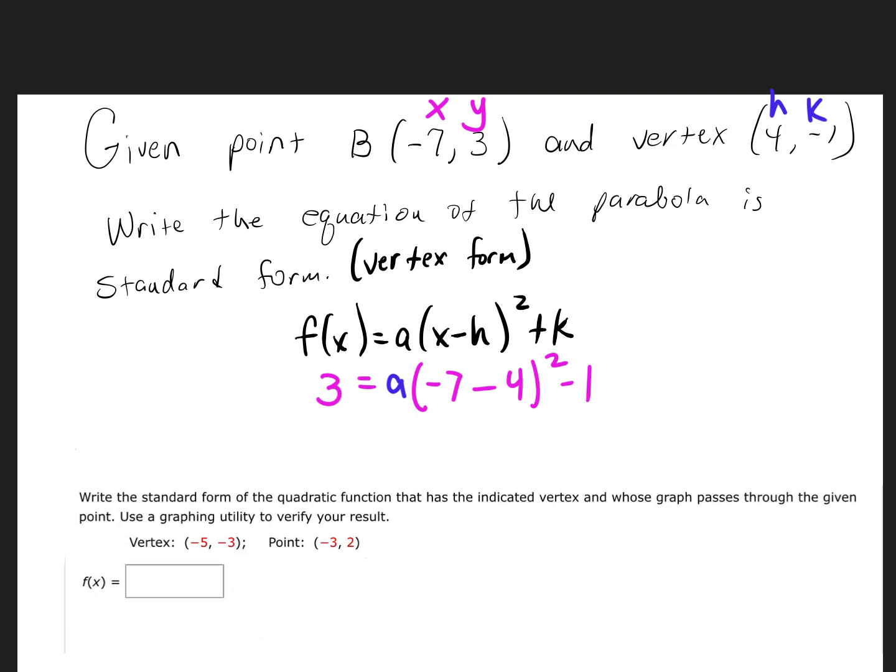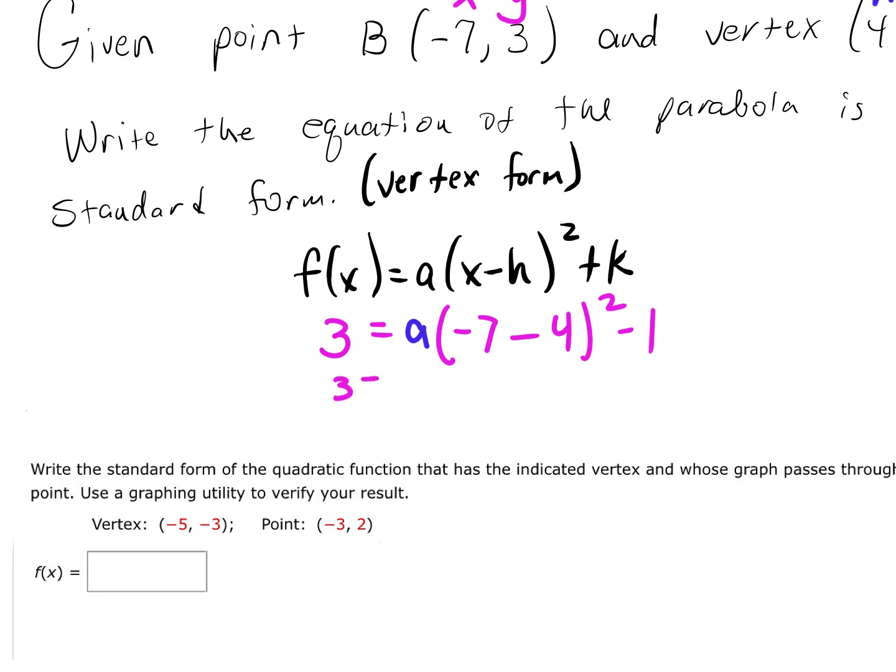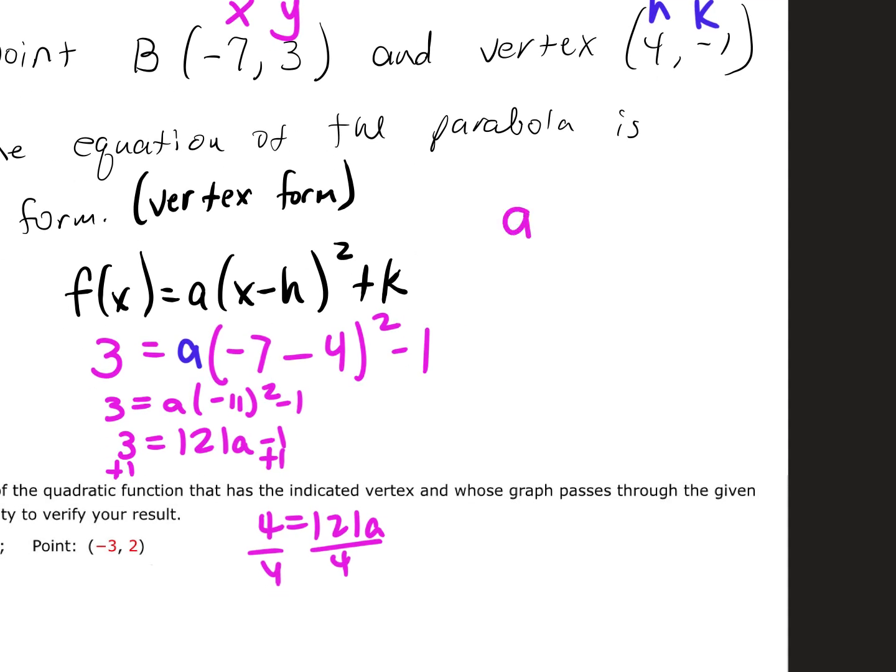And now we just simplify. Work on your parentheses first. What's negative 7 minus 4? So I have negative 11 squared minus 1. What's negative 11 squared? So 121a minus 1. Now what? I'm going to add 1. Good. Same algebra that you've done a million times. So I have 4 equals 121a, and then what? Divide by 4, okay? So your a value is 4 over 121.